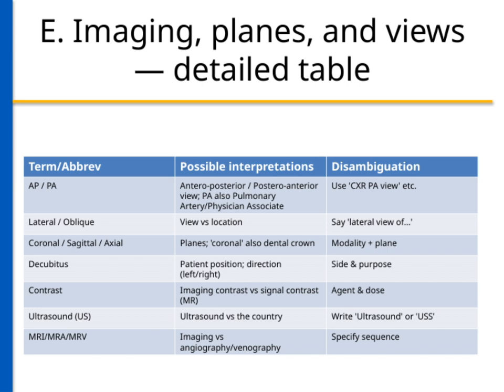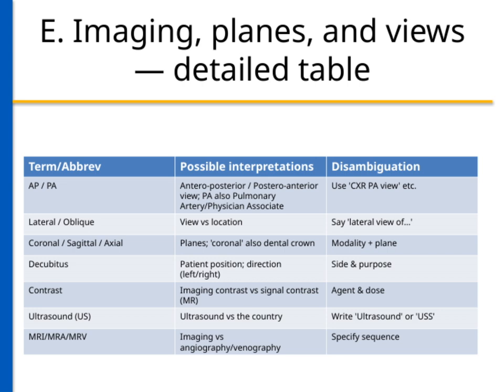Ultrasound, often abbreviated as US, can sometimes be confused with the country, so it's best to write ultrasound or USS to avoid ambiguity. Lastly, MRI, MRA, and MRV. These are different but related. MRI refers to the imaging sequence, while MRA and MRV specify angiography or venography techniques. Be sure to specify which sequence you're talking about to convey the correct information. Understanding these terms and their nuances helps ensure clear communication in radiology, which is essential for accurate diagnosis and effective patient management.